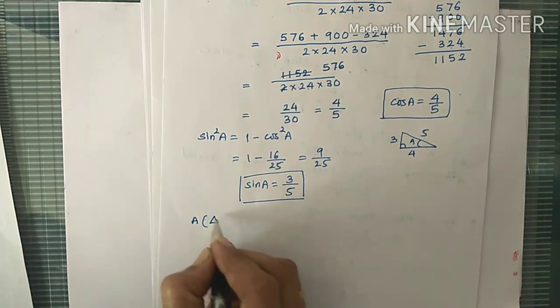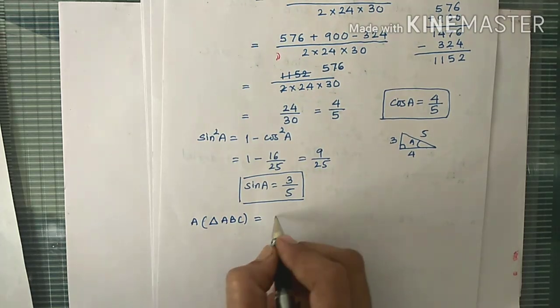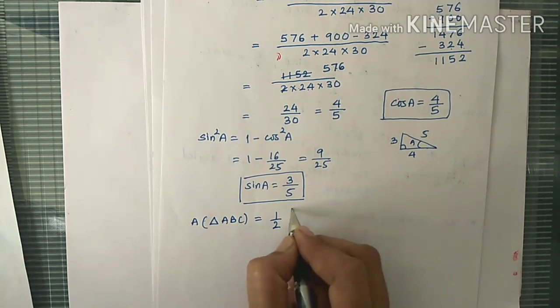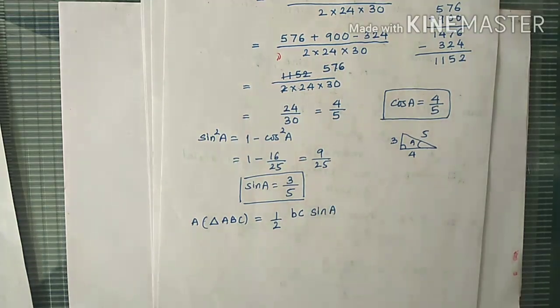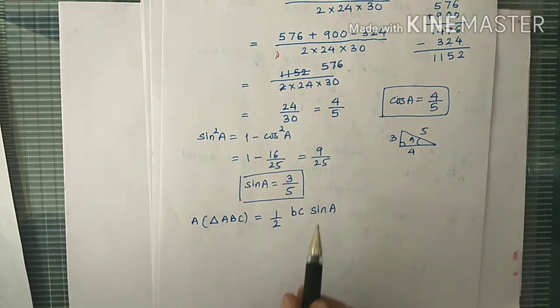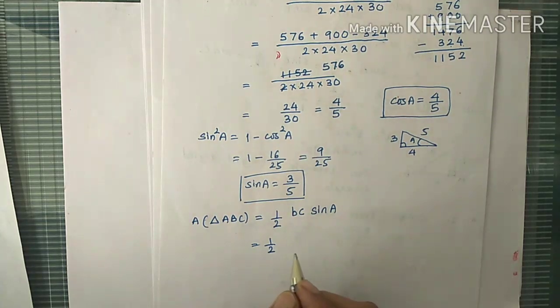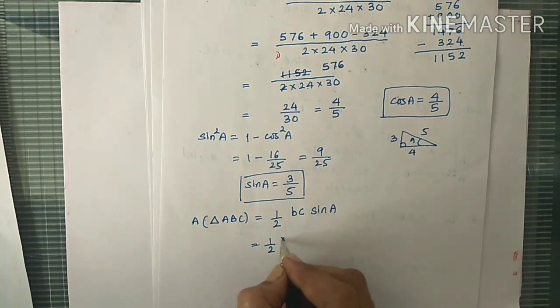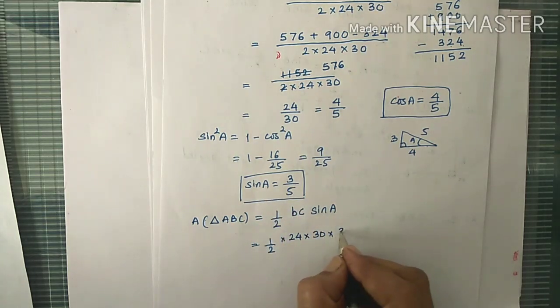Area of triangle ABC. In the earlier video, we have proved that area of triangle ABC is half BC sin A. Now, since we have found out value of sin A, that's why I am using this formula. Half BC, value of b is given 24, value of c is given 30, and we have value of sin A as 3 by 5.